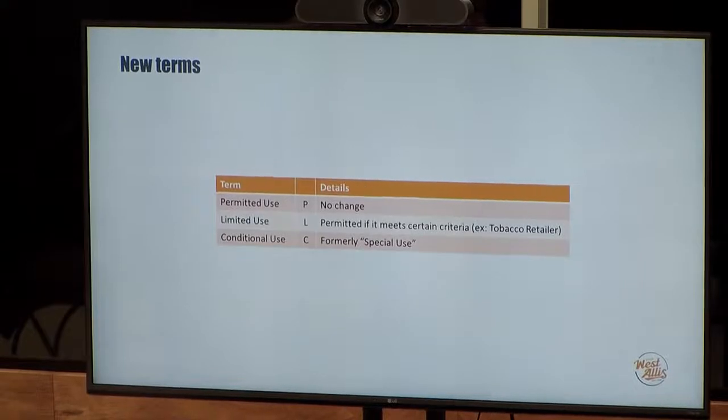All right, ready for the next section? We're going to be talking about uses, and we'll be mostly talking about commercial business uses. So just to go over some of the terms here, we're still keeping the term permitted use, which basically means any use that's allowed versus not permitted. Limited use is permitted if it meets certain criteria. For example, a tobacco retailer can't be within 1,000 feet of parks, schools, and other tobacco retailers. And the biggest change here is that we're changing our terminology of special use to conditional use, just because it makes more sense. It's in the word, and it's the same term that other municipalities use as well.